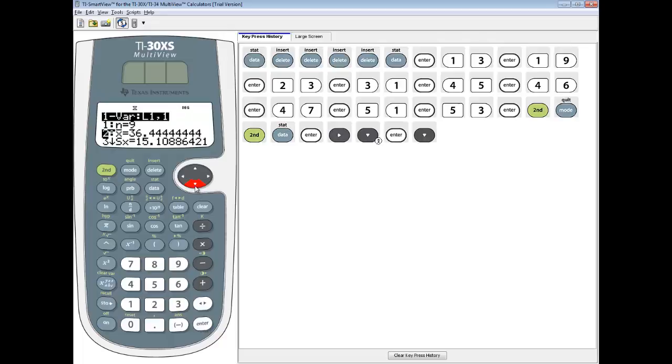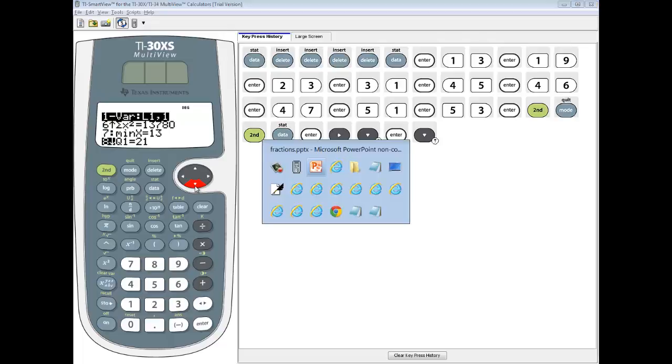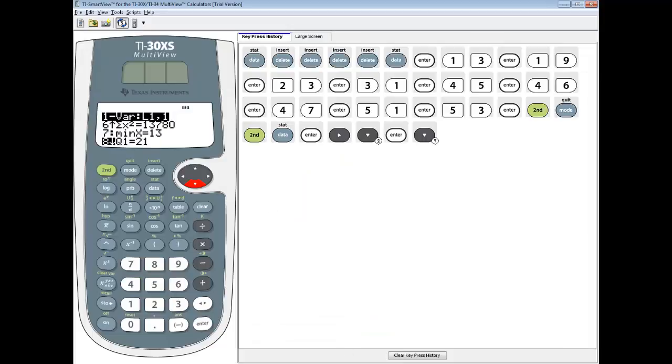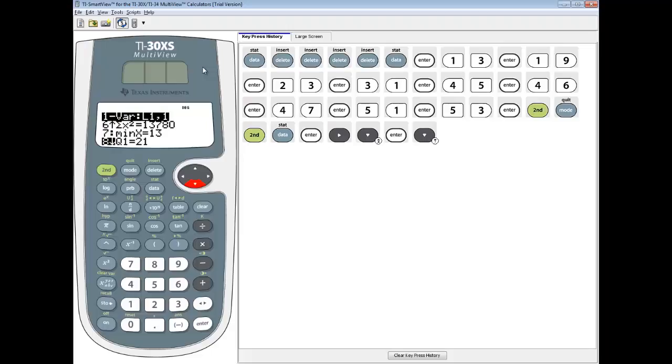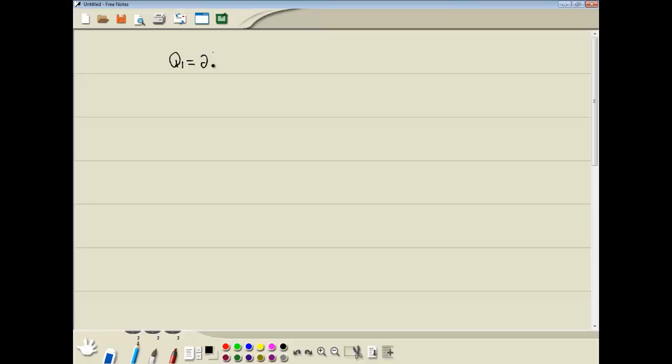Now, if I down arrow over and over till we get this first one, it says Q1 is equal to 21. That's our first quartile. So let me get my tablet up here, wherever that's at. There we go. And we got Q1 is equal to 21.